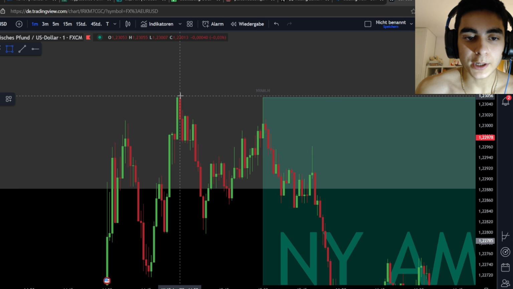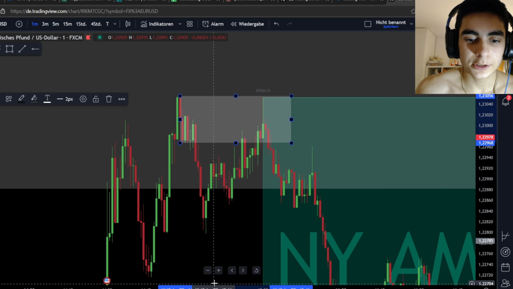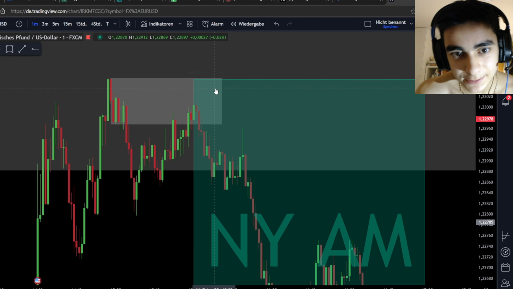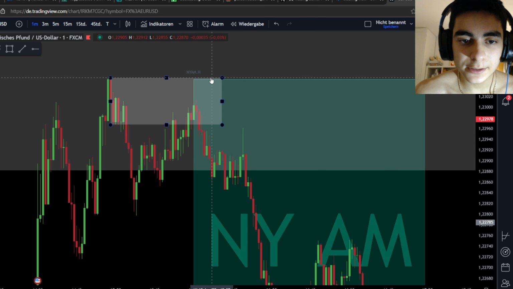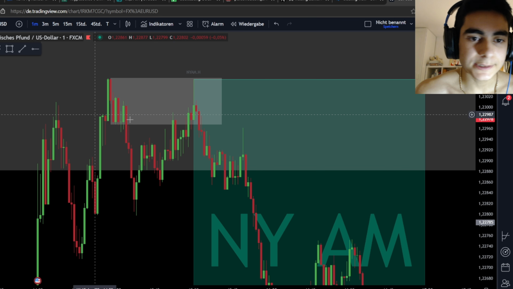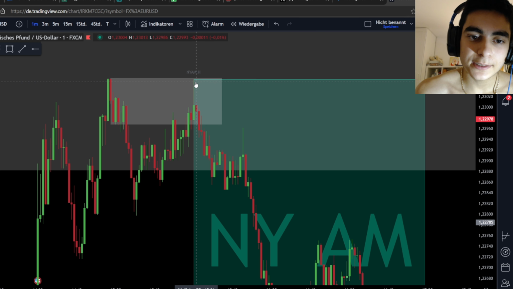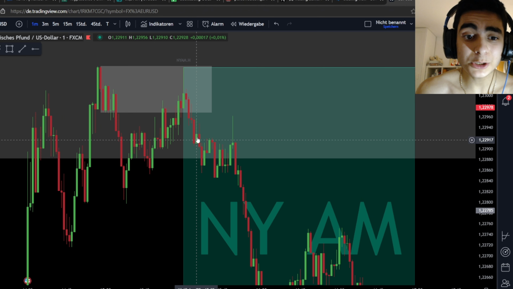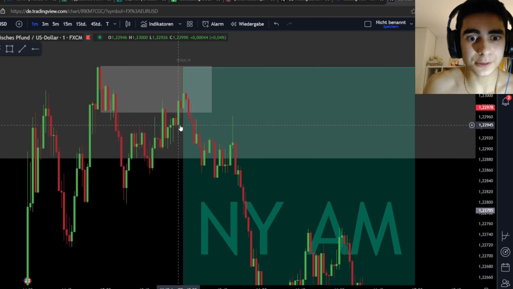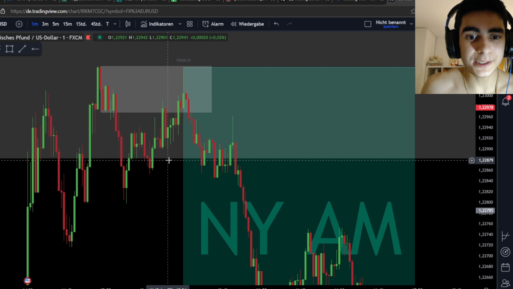And here as well, price came back into this area, showed us a nice bearish candlestick formation, a bearish reaction from it, an engulfing candle. I wouldn't enter right here. It isn't enough confirmation for me.